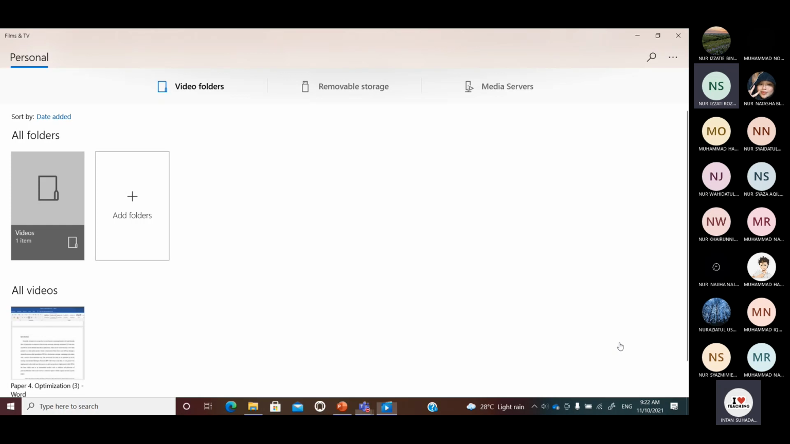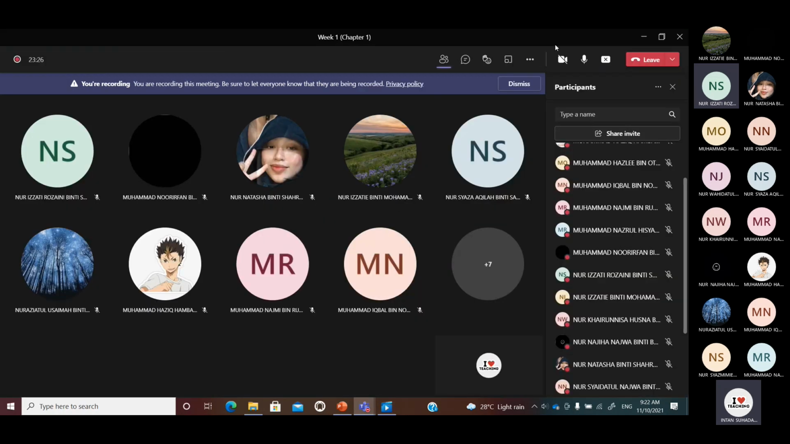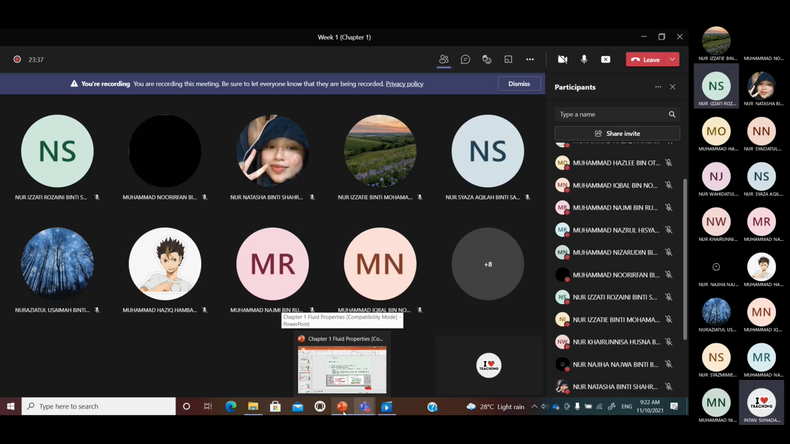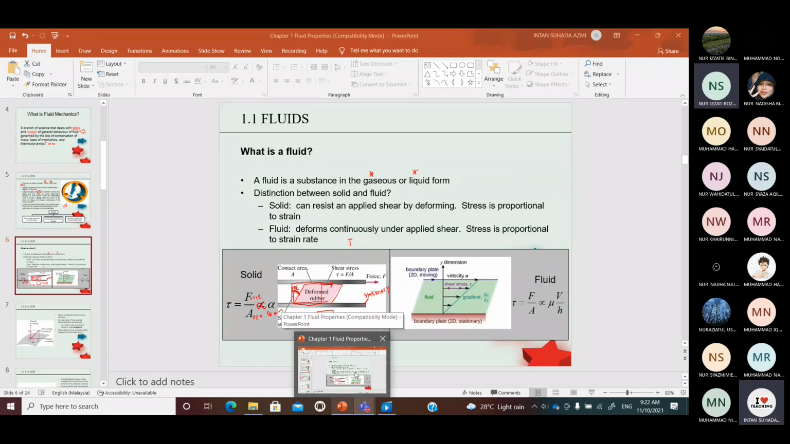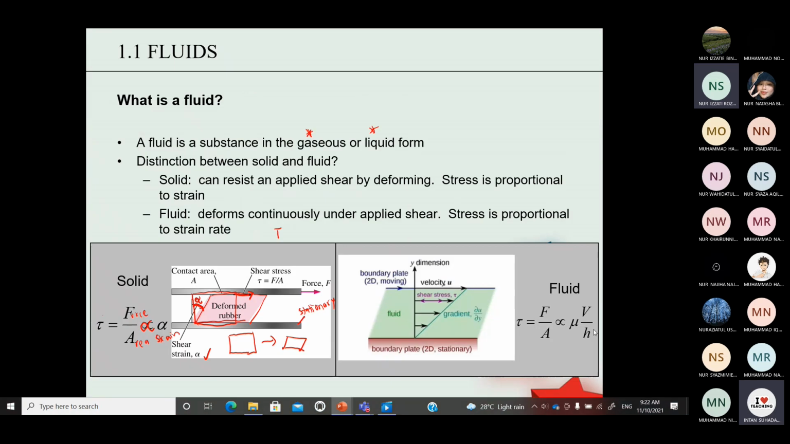Okay, so I hope you can understand what shear stress is. Shear stress is when we give the force parallel to the area, compared to normal stress where you give the force perpendicular to the area. Okay? So this is for solid, and this is for fluid.